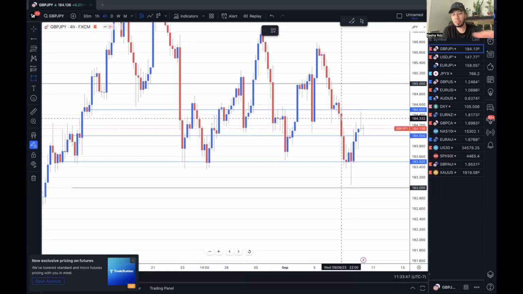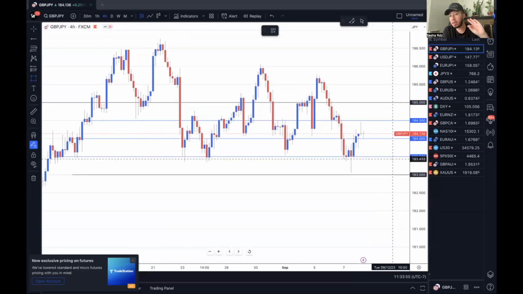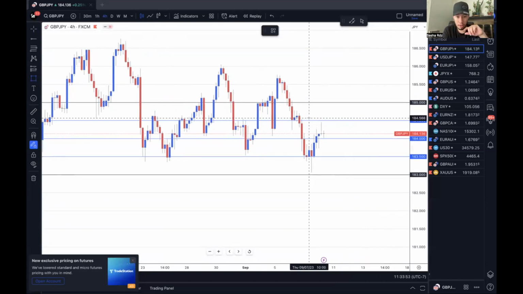And then what you want to do after is draw the rectangle. Remember, this is your playing ground for the week. Those levels are the levels you're going to keep an eye on for the rest of the week. So what you're going to do now is draw the rectangle and then go to the psychological levels like 184.50, where there's a lot of price rejection. Like right here.